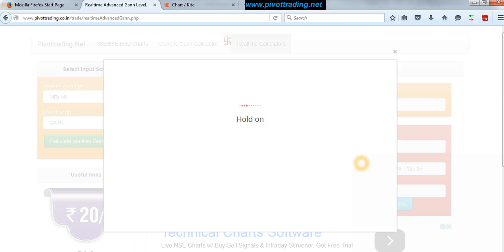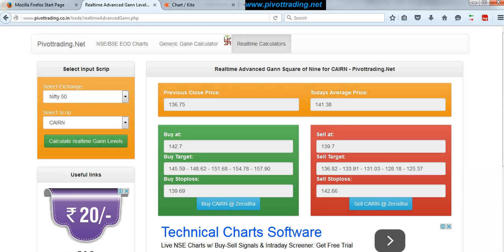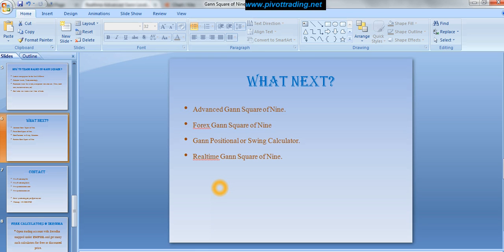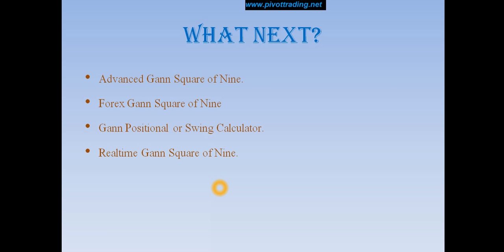Okay, so if you have an account with Zerodha, you can use this particular page to directly place an order at a particular price there. If not, you can open an account with Zerodha under our referral, and you can get many free benefits from pivottrading.net. Okay, so let's move back. So this is something next. You would soon find a presentation or session from me on this as well.